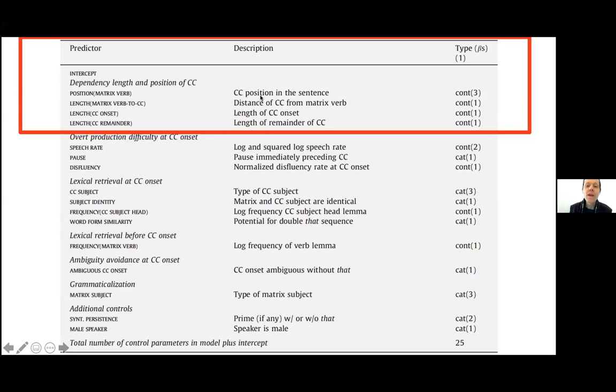So they run a big regression. They include a predictor for dependency length, the distance between the matrix verb and the complement clause, and suggest that there is an effect of uniform information density even when you control for this other predictor and for a large set of other predictors that they had as well.